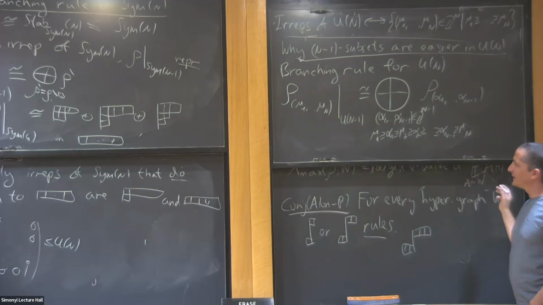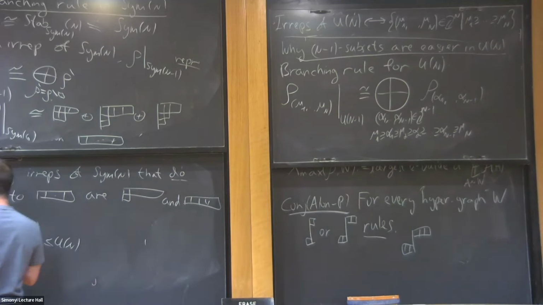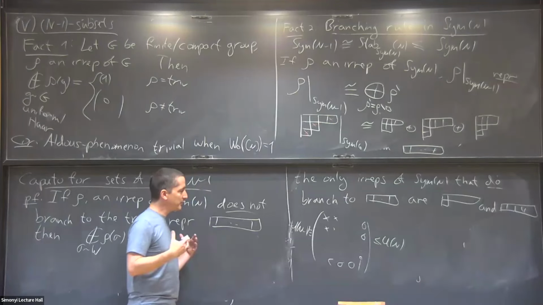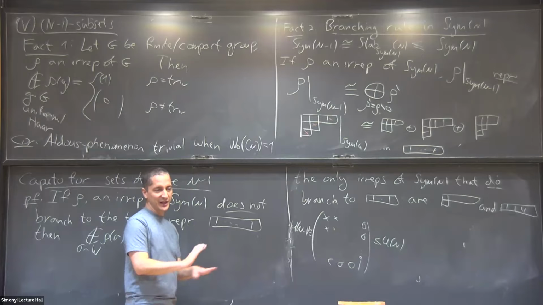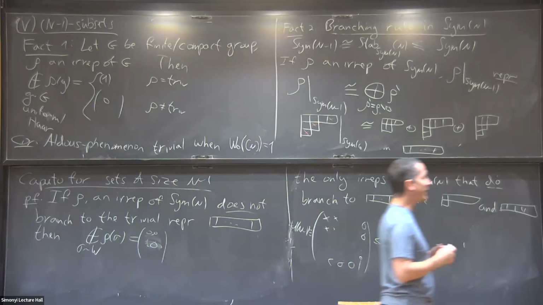Okay, so now we have the same thing. Now we have only n minus 1 subsets, and we know that unless we branch to the trivial, we're done. All the eigenvalues are 0. So now which are now the problematic ones?